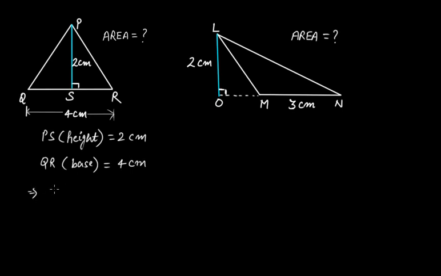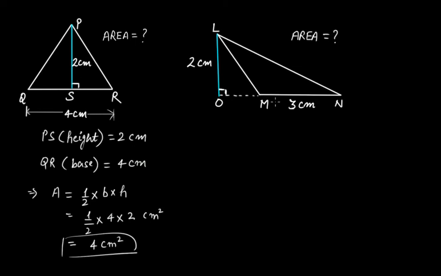If you have to calculate the area, and we denote area by A, then A is equal to half times base times height. So half times base, which is 4, times height, which is 2, in centimeter square. So your area comes to 4 centimeter square.